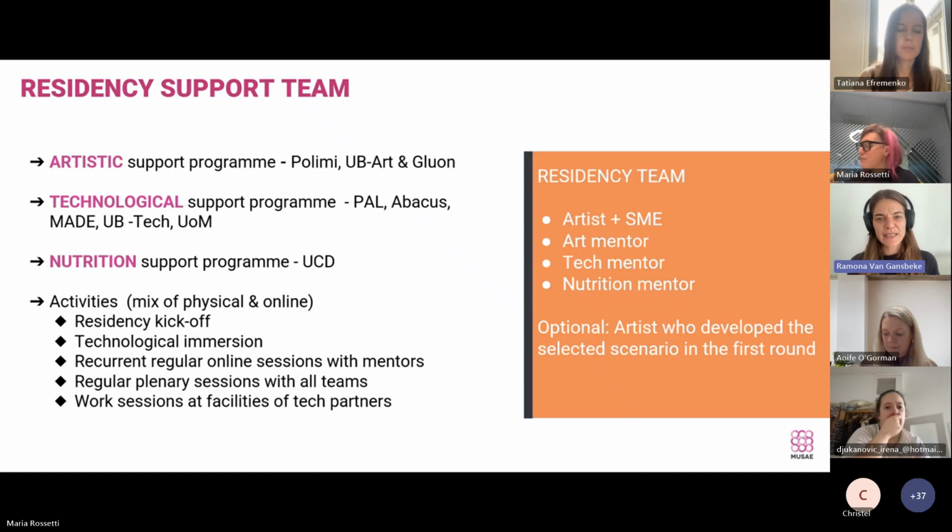And for many of the companies, collaborations with artists and the cultural field might be an entirely new way of approaching the development of products and services and technologies. So it's really important that we guide these processes, and this will be the main role of the art mentors involved in the residency. So I hope this gives a very brief overview of how we plan to structure the residencies. Now for the expected outcome.